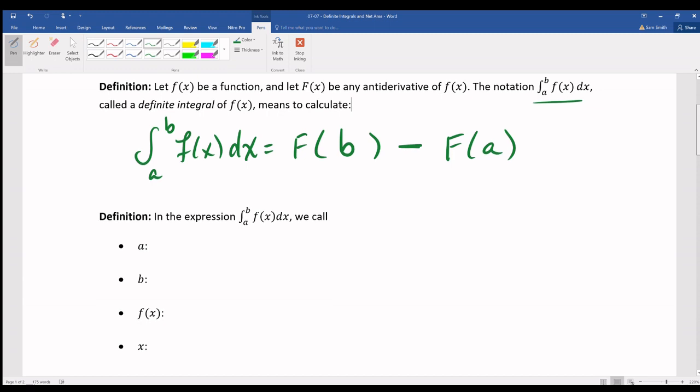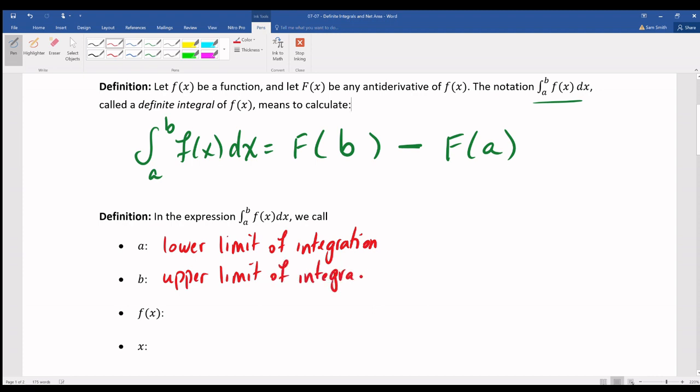But before I go into that, I just want to establish some common terminology. This number a, which appears at the bottom of the elongated s, is called the lower limit of integration. And similarly, on the top of the elongated s, the number b is called the upper limit of integration. F of x, the function that's being integrated, is called the integrand. Integrand, the function that is being integrated.